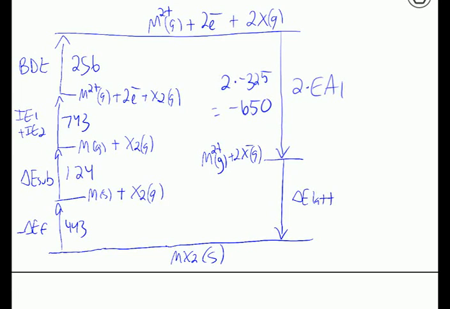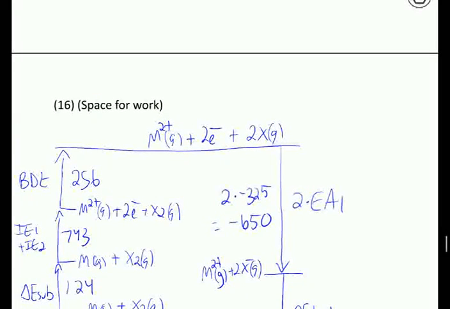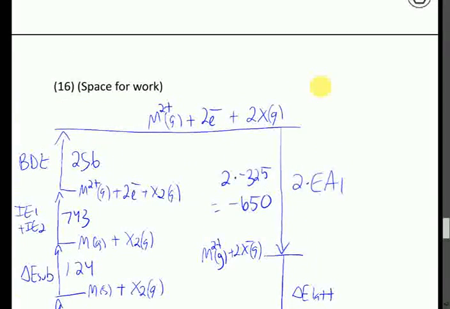All right, so now we have this cycle, and our only unknown is the lattice energy, which we have to solve for. As we go all the way around, the sum of all of these should equal 0 once we add in our lattice energy. So then the work becomes, we set it equal to 0: 443 plus 124 plus 743 plus 256 minus 650 plus the lattice energy, which is our unknown, and we just solve for that.